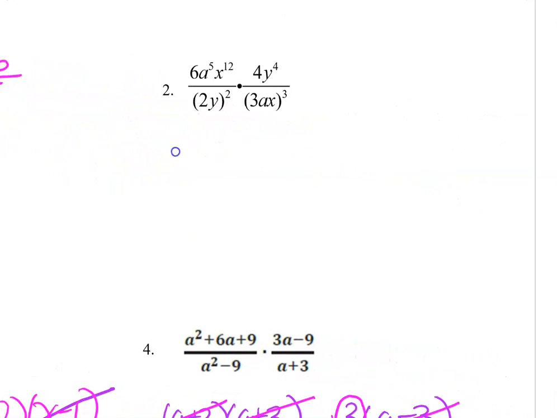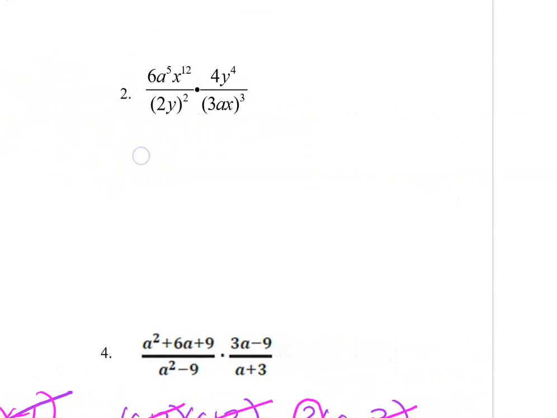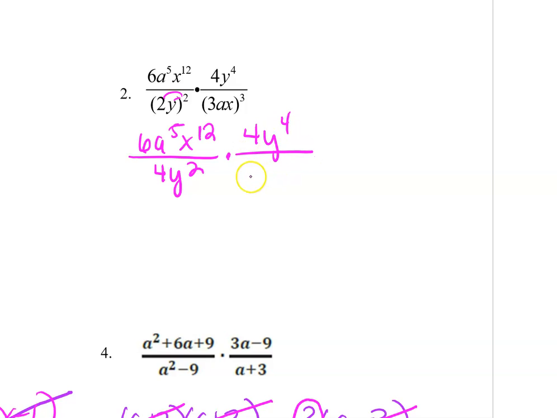And then I can do the same thing over here at 2. I'll actually rewrite this. This is still 6a to the 5th, x to the 12th, all over 4y squared, because I multiplied that out, times 4y to the 4th, all over 3 cubed is 27, a cubed, x cubed.